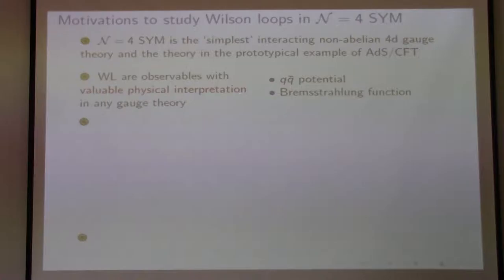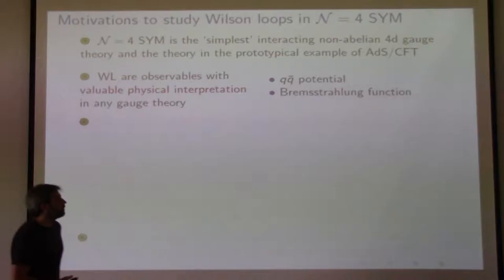And why Wilson loops? Well, Wilson loops, not only in N=4, but in any gauge theory, are observables with a neat and valuable physical interpretation. So, for instance, by computing expectation values of Wilson loops, you can define the quark-antiquark potential that characterizes whether the theory is confining or not. You can also compute the Bremsstrahlung function, which calibrates the energy radiated by an accelerated charge.